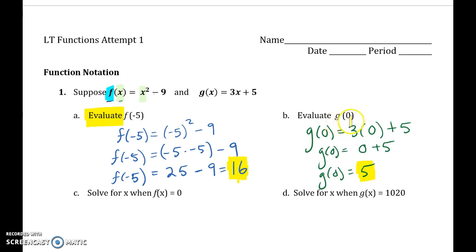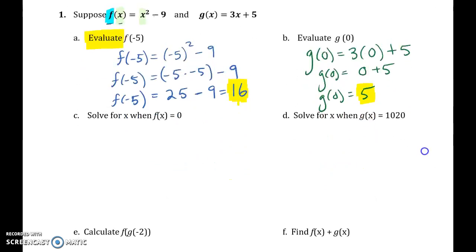All right, the function of g with an input of 0, I found resulted in an output of 5. So these are the steps I went through. Feel free to pause the video again and review those steps if you need a moment to do that. Let's move on to the next set of problems.